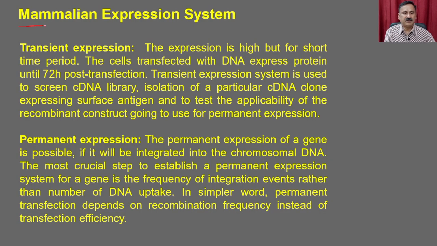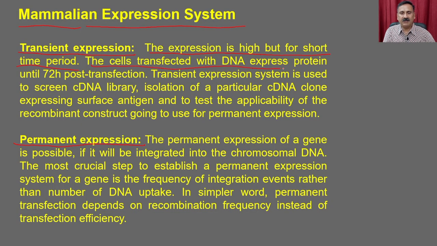In the mammalian expression system, you can have two options. Either you can have the transient expression or you can have the permanent expression. In the transient expression, the expression is high, but for a short period of time, because the vector is not going to integrate the DNA into the genome, so it is going to remain as extrachromosomal DNA. So the cells transfected with DNA express the protein until 72 hours post-transfection.